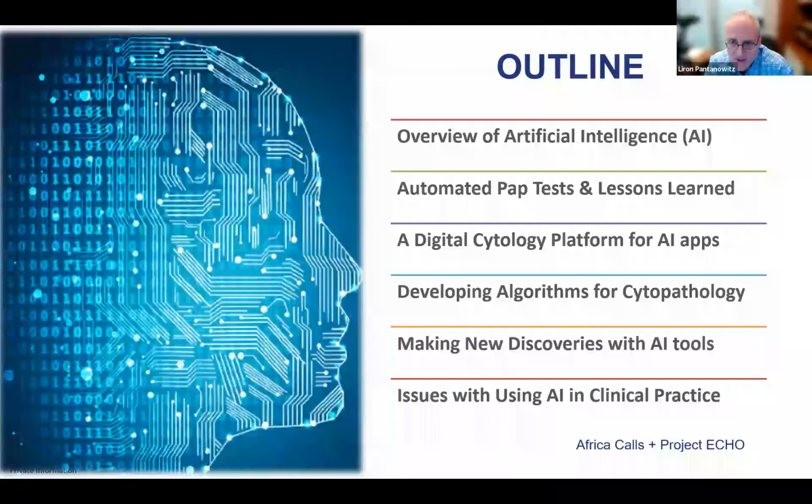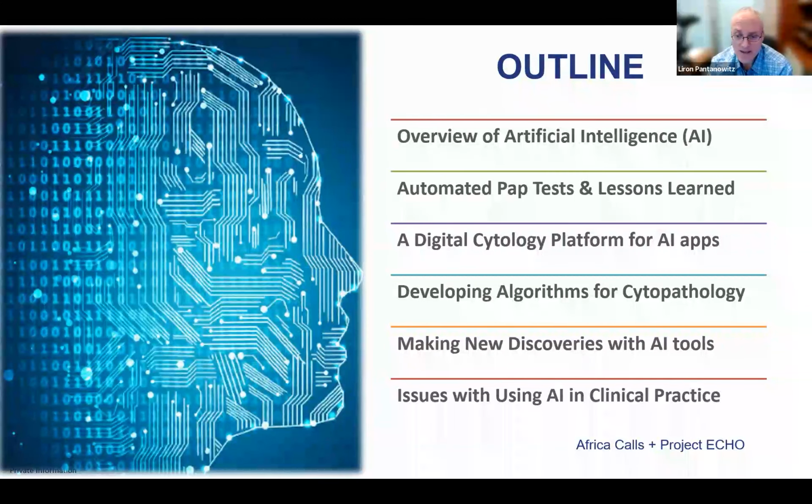So I'd like to cover just a brief overview of artificial intelligence, keeping it simple, and then the PAP test has been automated for a while, and what can we learn from that to apply today? If we're going to do AI, we need some sort of digital cytology platform, and I'll talk to you a bit about that. And then how easy is it to make an algorithm in cytology? I'd like to explain that to you.